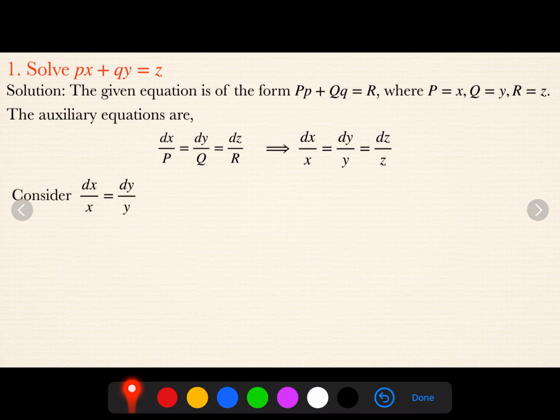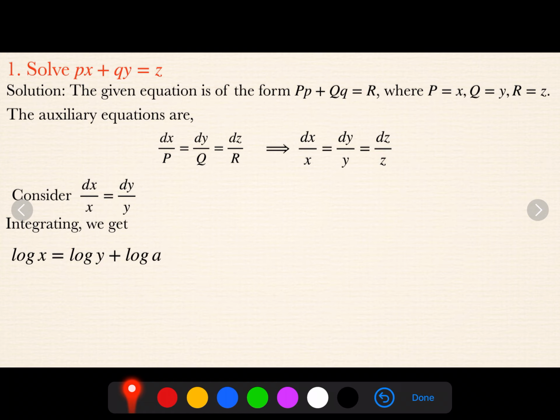Now consider the first two pairs. Clearly observe that the coefficient of dx is 1/x, which is only a function of x, and the coefficient of dy is 1/y, which is also a function of y only. So then start integrating. The integration of 1/x becomes log x, and 1/y becomes log y.